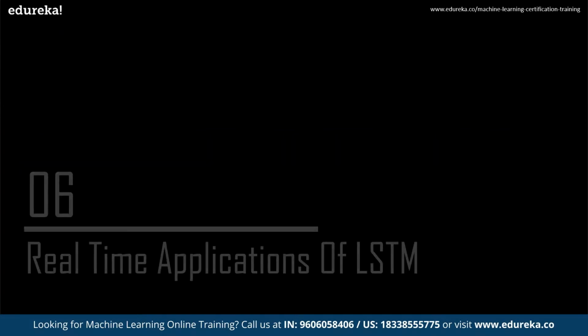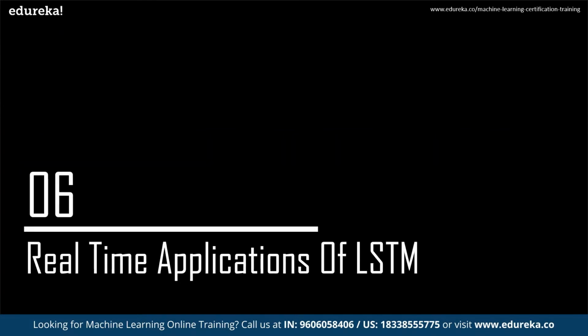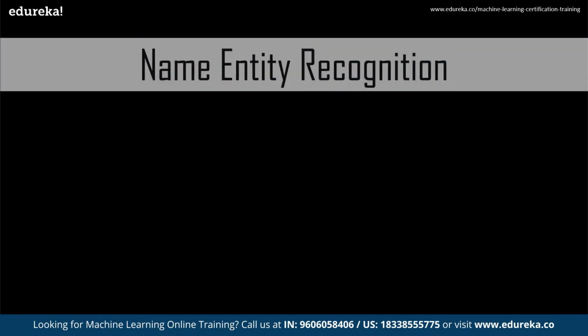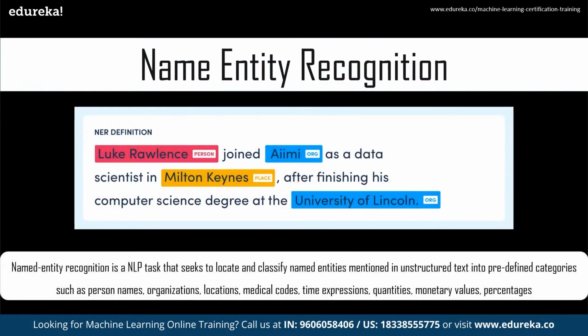Alright, so moving ahead to the last topic of our session, let us now see some of the real-world applications of LSTM RNN networks. First off, we can perform named entity recognition. This is something which we did in our previous demo, right? So what is named entity recognition? You see, named entity recognition is a subtask of information extraction that seeks to locate and classify named entities mentioned in unstructured data.